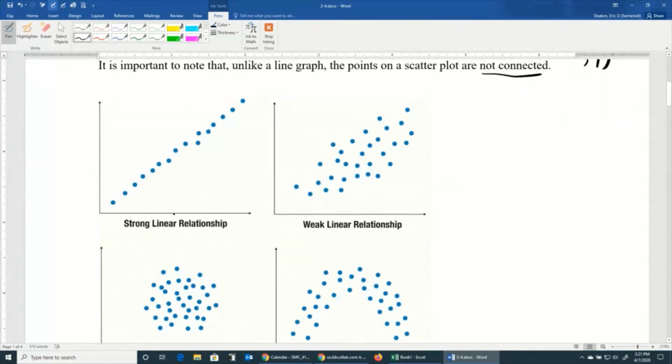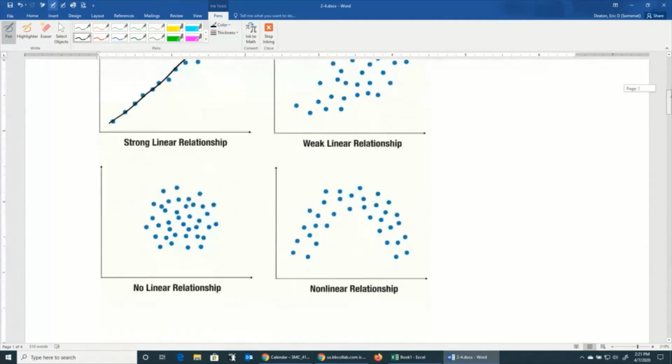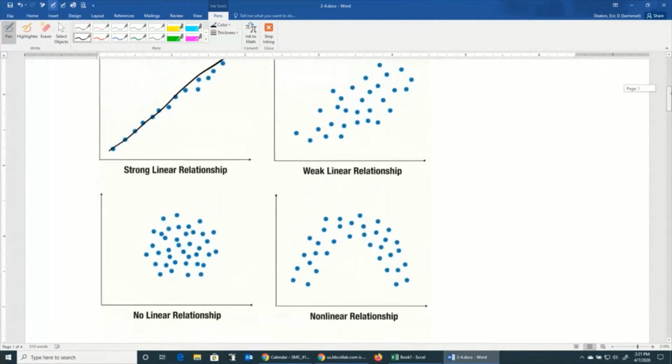In real life, these may never follow a completely straight line. If you see something like this that looks almost like a line, if we were to draw a line through the dots, that's a very strong linear relationship. This one is kind of hard to draw a line through because there's a lot of scatter, so that's a weak linear relationship. But it does have a linear relationship, which is weak.